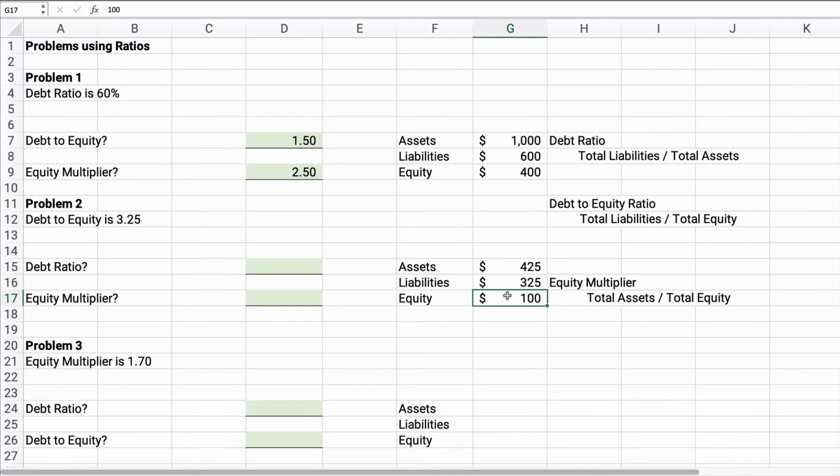Now, you could start with 1,000. Same ratio, doesn't matter. All right, so what's our debt ratio? Our debt ratio is our total liabilities divided by your total assets. So that's 76 and a half percent, basically, debt.